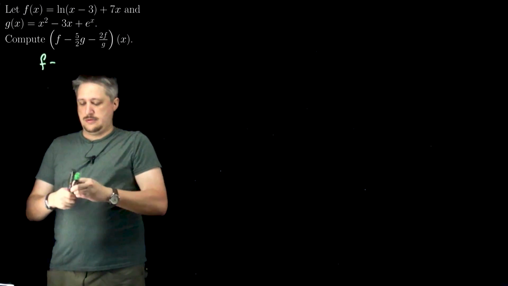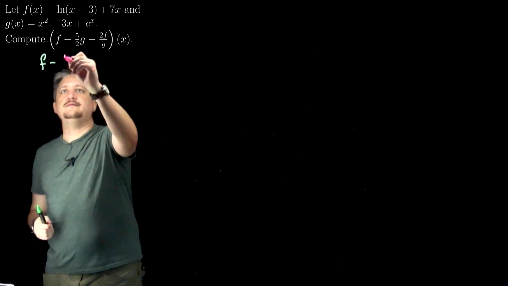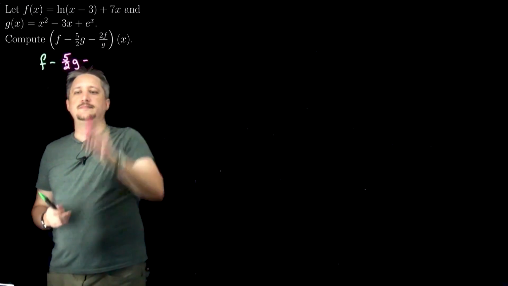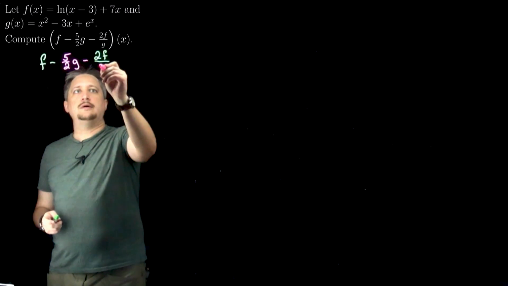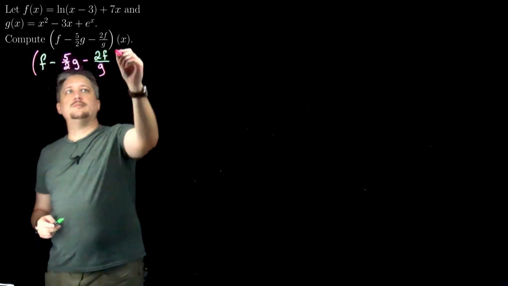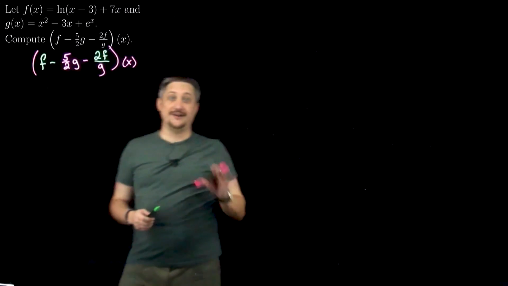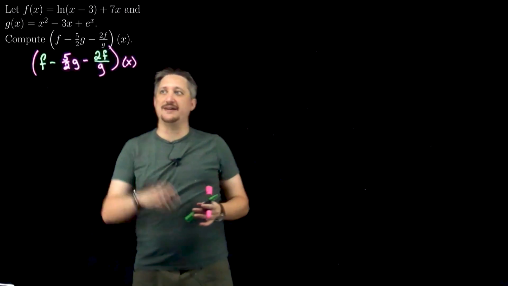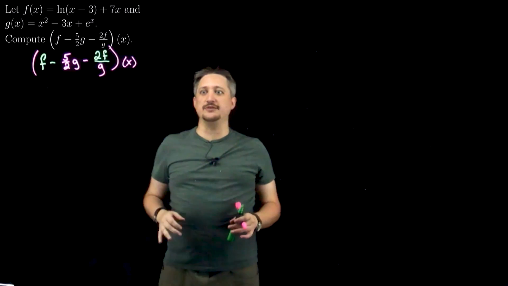minus, and I have 5/2 g minus 2f over g. Right, and the idea is I'm applying all of this to x. Again, not times x, not doing multiplication by x. This x is saying that these are all functions, and that's how I'm putting them together.